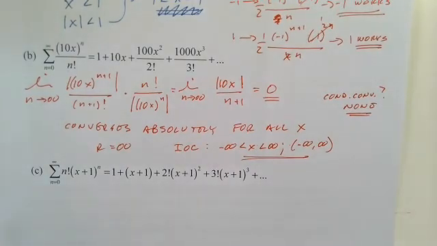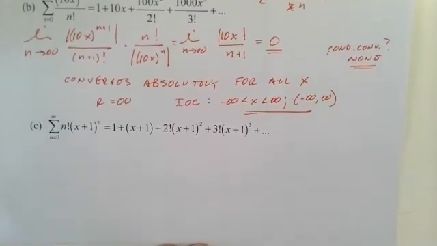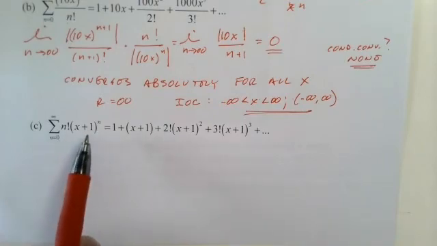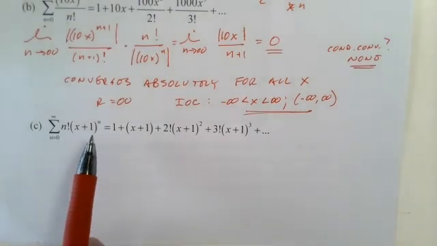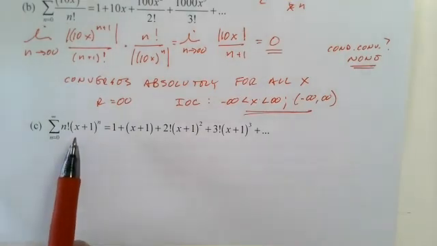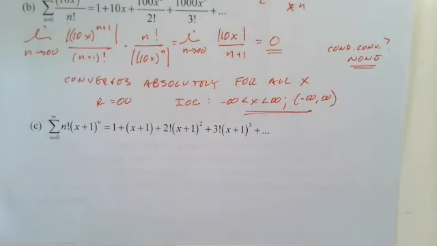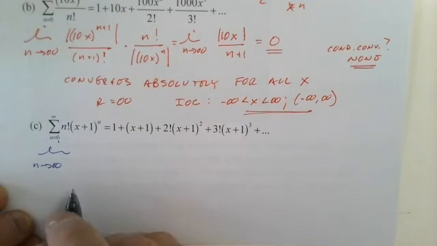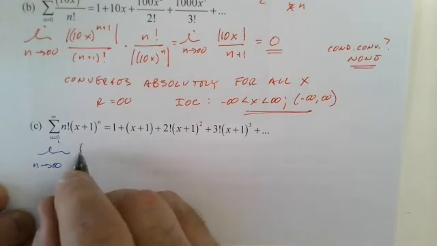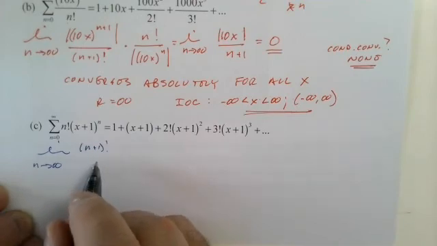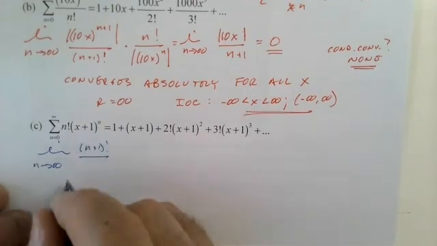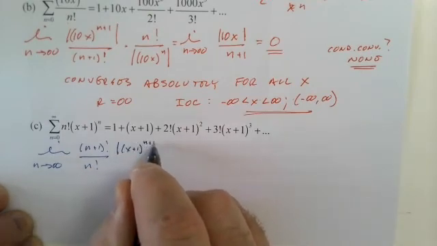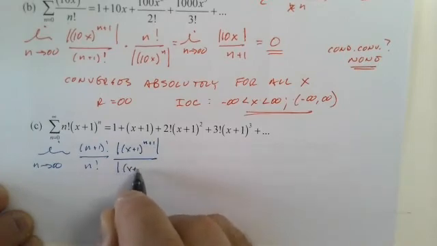Cool. All right, looking at this one. Well, I'm not going to have an interval because I've got a factorial on top, so something weird is going to happen here. It might just work at one specific spot, like at -1 or something like that. So let's give it a shot. Limit as n goes to infinity of n plus 1 factorial over n factorial, times x plus 1 to the n plus 1 over x plus 1 to the n.